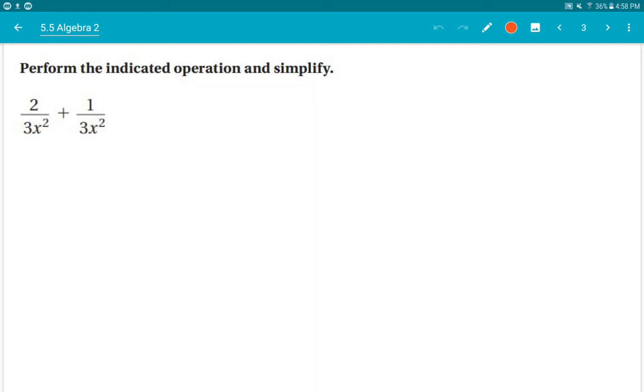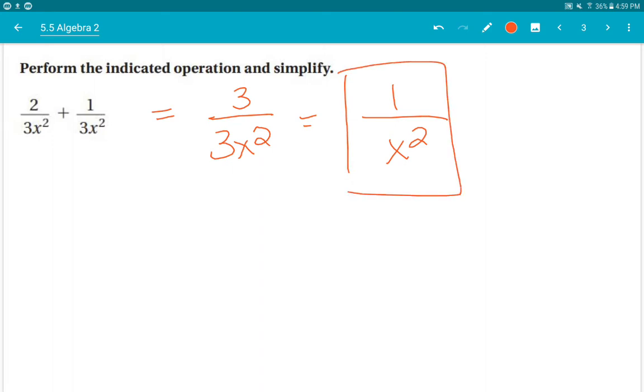All right, here we go. We get 2 over 3x squared plus 1 over 3x squared. That's going to give me 3 over 3x squared. What simplifies here? The 3's do, so we get 1 over x squared as our final answer. Again, common denominators make our life easy.